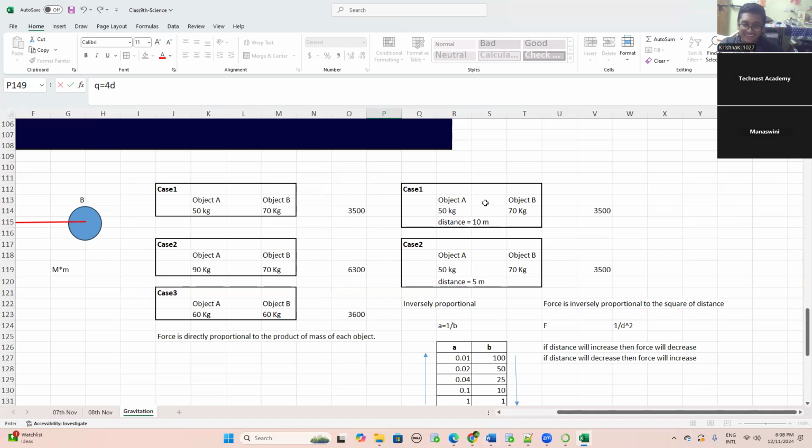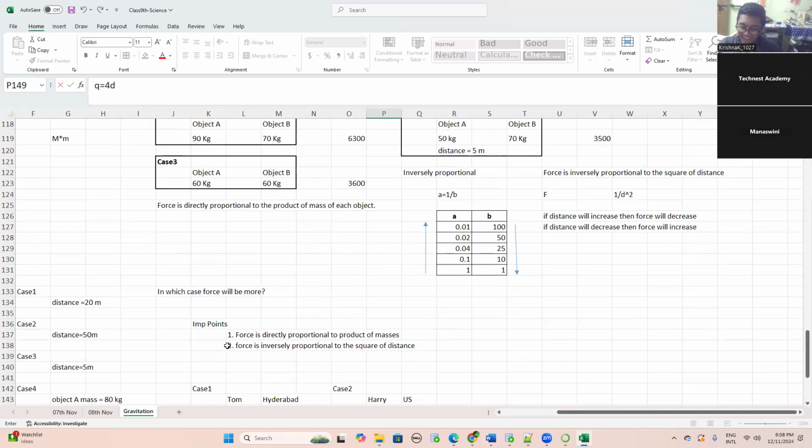And for Manaswini, these all are the cases you have to understand. Okay, is this clear?